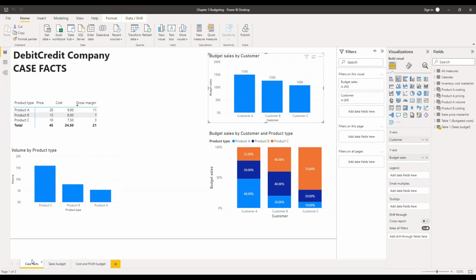There are three report canvases in this Power BI file. I'll start with the case facts and go towards the sales budget report canvas. I'll discuss the cost and profit budget report canvas as part 2.